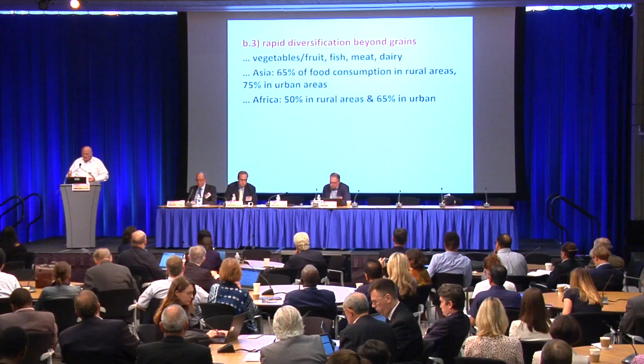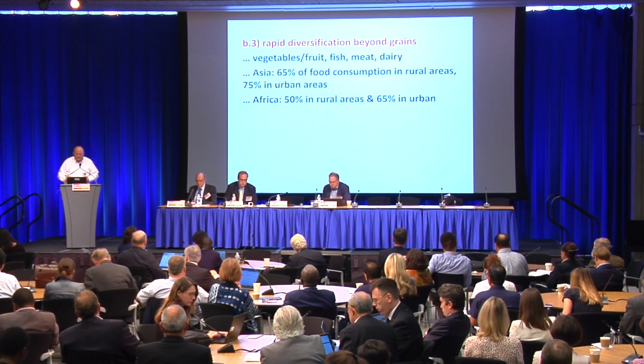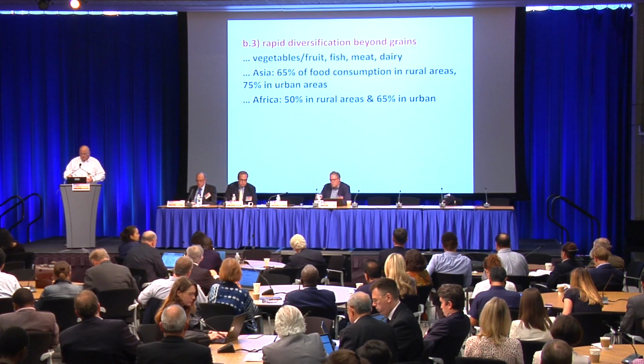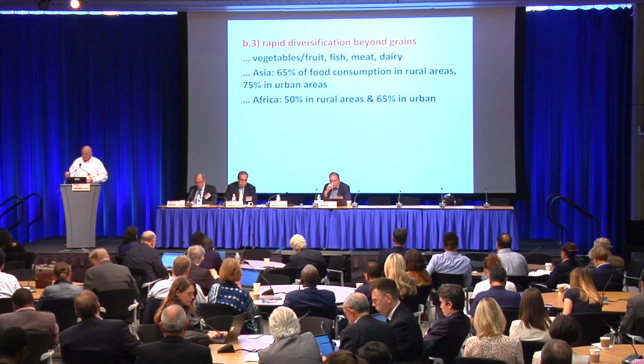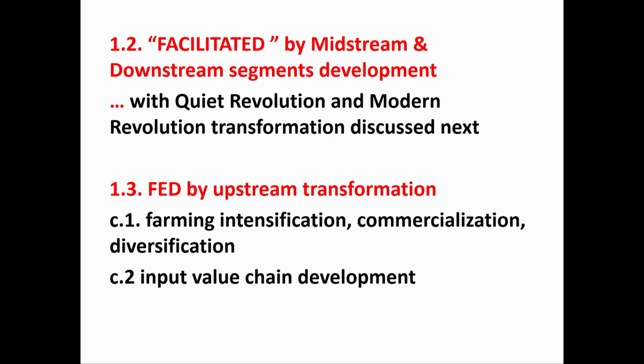And the final point about consumption is just this rapid diversification beyond grains, where now in value terms, 2/3 of food consumption in rural areas and 3/4 in urban areas comes from non-grain sources, and about 1/2 and 2/3 in Africa. So this picture of a tremendous change that's occurring downstream, pulling the changes that are occurring in the rest of the system, that needed to be facilitated.